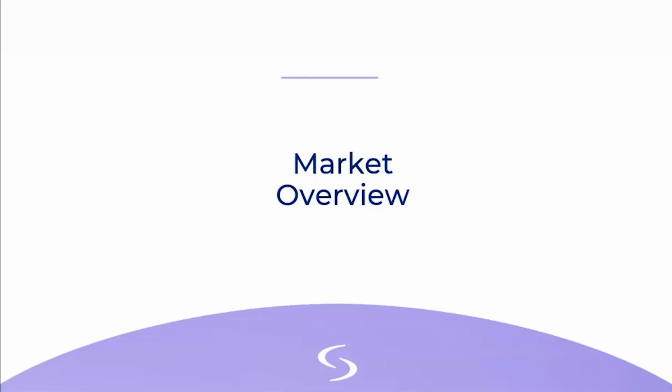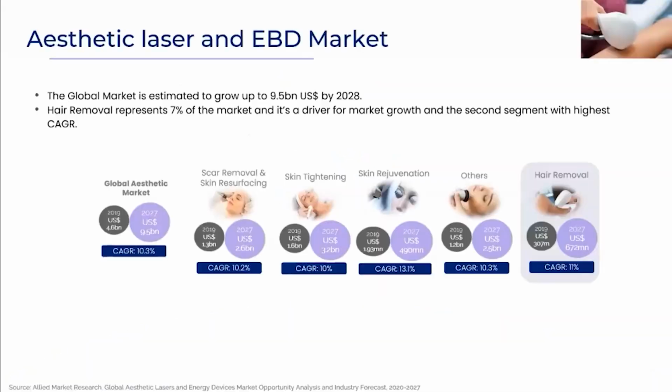Okay, so let's continue now with the market overview, now that we understand how the device works a little bit. First of all, we are going to see the market of this device, of the laser and hair removal overall. The global estimated market is going to grow up to 9.5 billion in 2027. However, if we take out only the hair removal piece, we see that it's only 7% of the market. It's driving the growth. The curve is increasing more than the global aesthetic market, but it's only 7%.